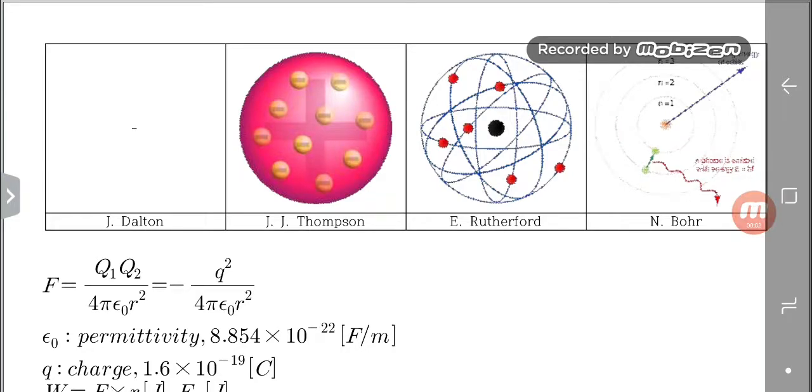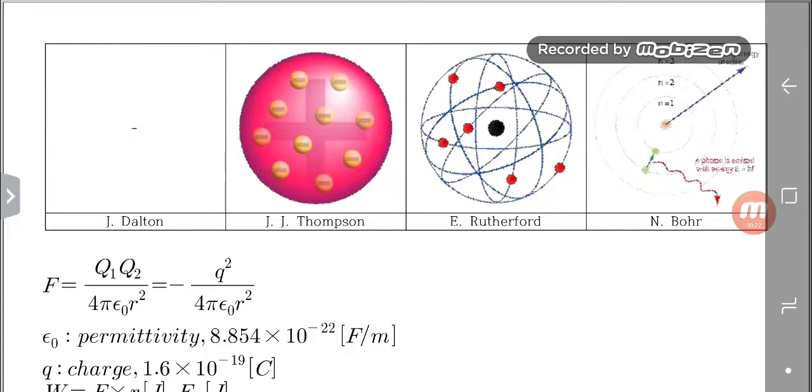Dalton said the atom is a solid spherical particle like a billiard ball. Next, Thomson proposed a model in which electrons are distributed like raisins in protons. And Rutherford insisted that the electrons circulate around the protons like the planets of the solar system.